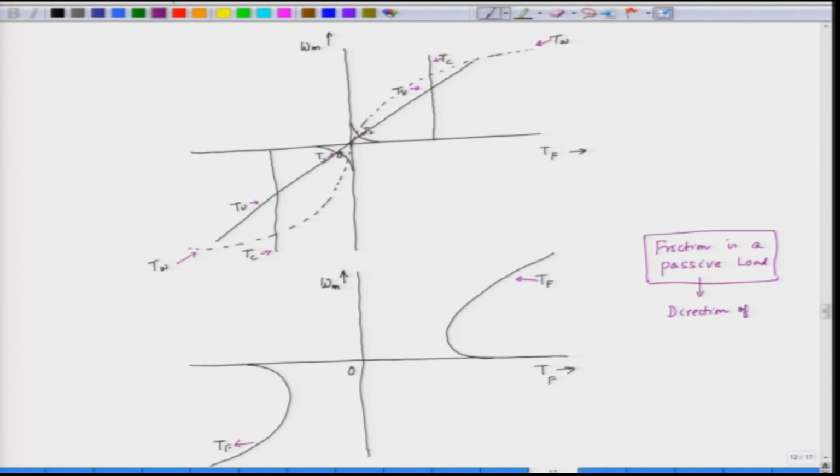Direction of frictional torque changes with the direction of speed, because when the speed reverses, the friction should also reverse. So, that friction will always oppose the speed.